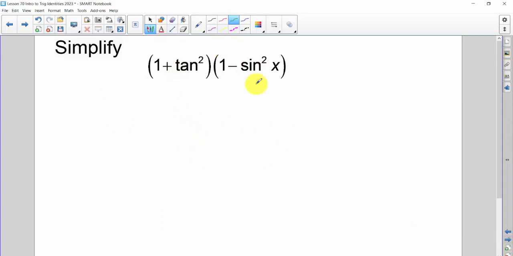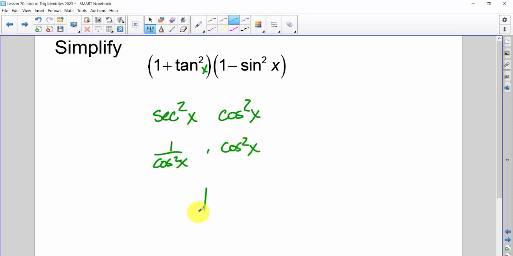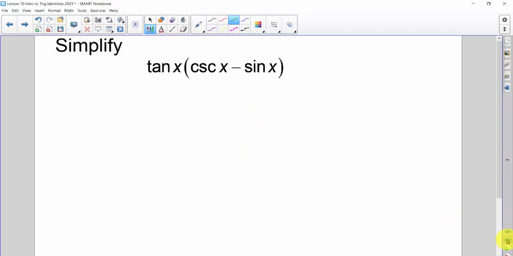Again, in front of me, I see I've got some Pythagorean identities. 1 plus tan squared of x is secant squared. And 1 minus sine squared is cosine squared. Again, secant is the reciprocal of cosine. So I end up again with 1. You're seeing a lot of these reduce to 1. That's not always going to be the case. It could just reduce to a trig function like in one of the earlier problems.